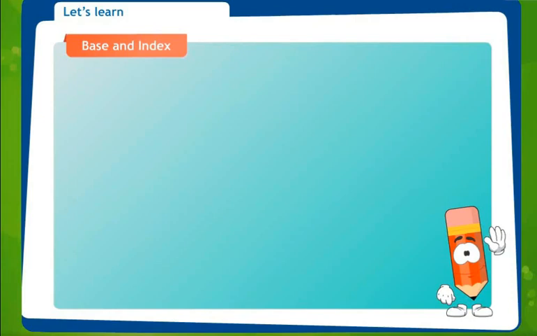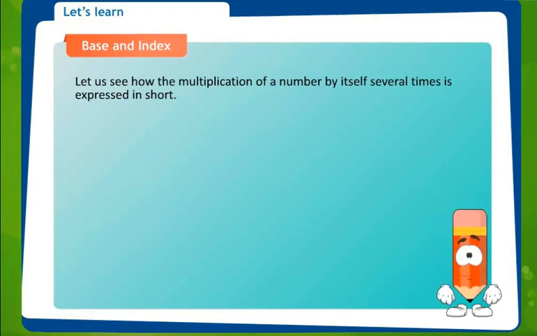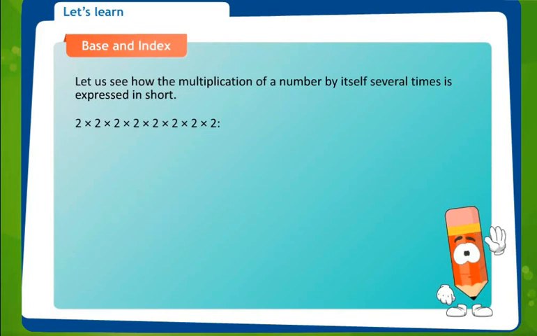We are now going to study base and index. Now what do you mean by this? Let us see how the multiplication of a number by itself several times is expressed in short. The same number when it is multiplied several times.